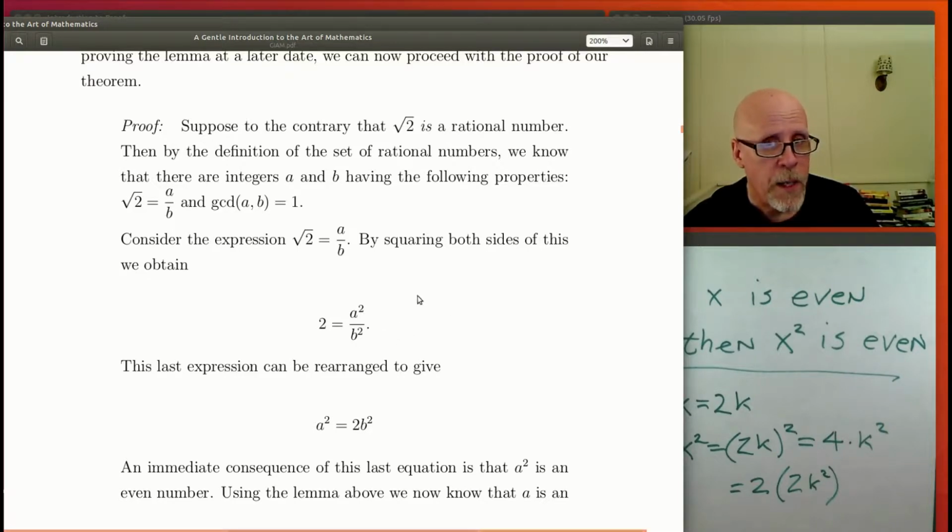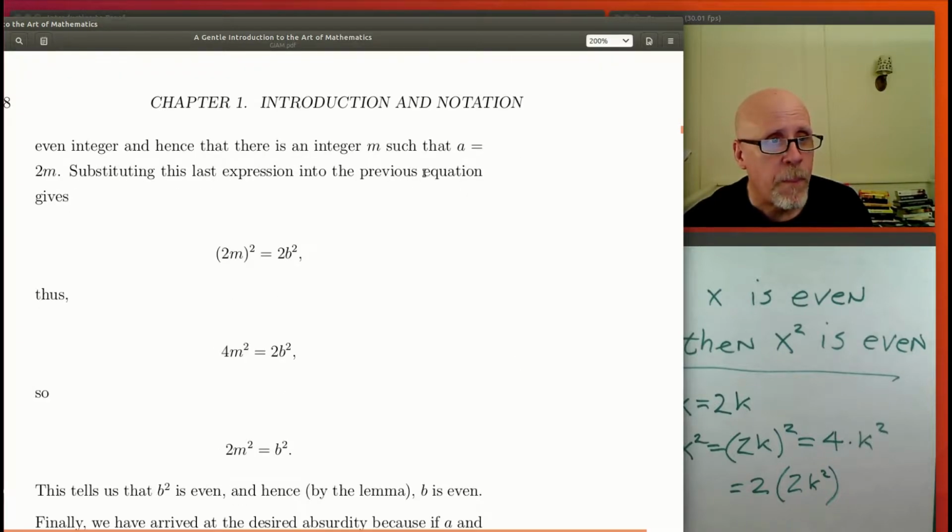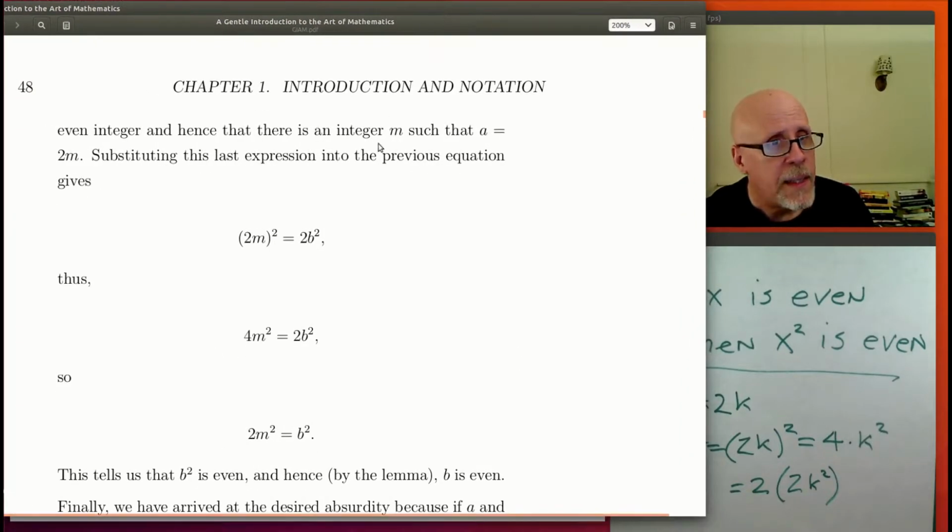Okay. And now we're dealing with all things that are whole numbers. 2 is a whole number. A squared and b squared are whole numbers because by assumption a and b are integers. And we can rearrange it so that a squared is written as twice b squared. This is where our lemma shows up. An immediate consequence of this last equation is that a squared is an even number. You see it, that a squared is 2 times something else? Using the lemma, we now know that a is an even integer. And hence, there is some integer, let's call it m, such that a equals 2m.